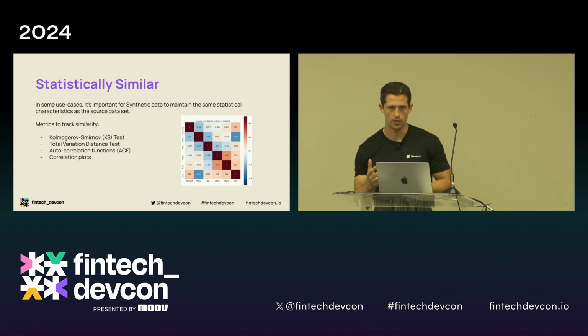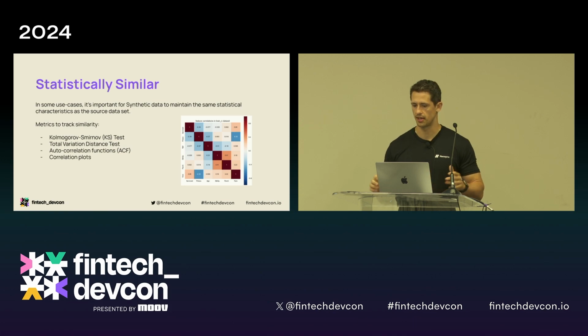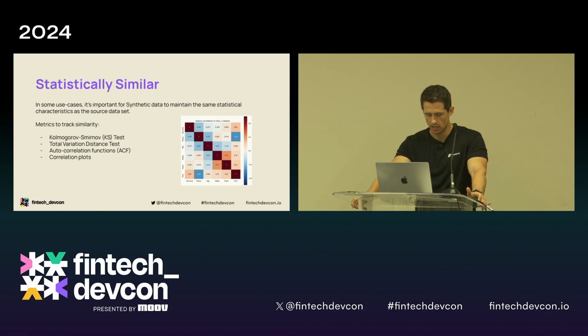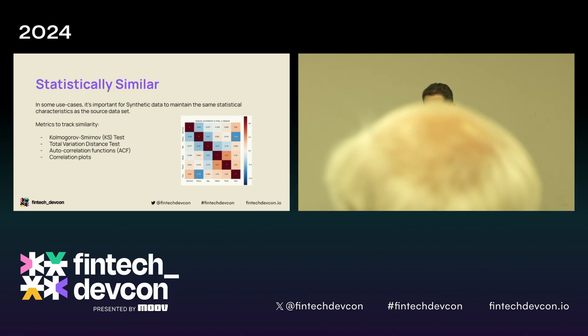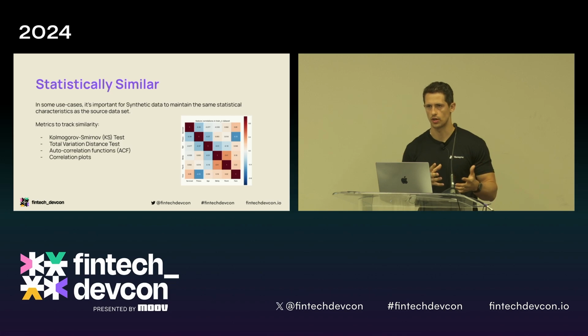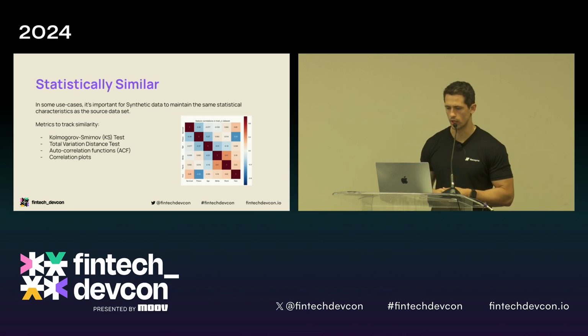Statistically similar. Like I mentioned, in some use cases it's important to have synthetic data that actually has the same statistical characteristics. A lot of these use cases are around third-party data sharing. If you're sharing any sort of health data, researchers really want the data to be statistically similar. There are some metrics that we use to track similarity: KS test, total variation distance test, autocorrelation functions, correlation plots. And you can see one on the right-hand side. Essentially, you can imagine a model or a distribution of data, and you're making sure that the features in that data actually match the training data set distribution. And this is one way to do that.